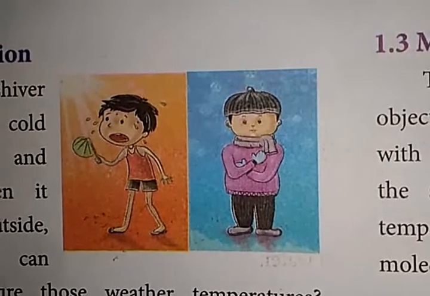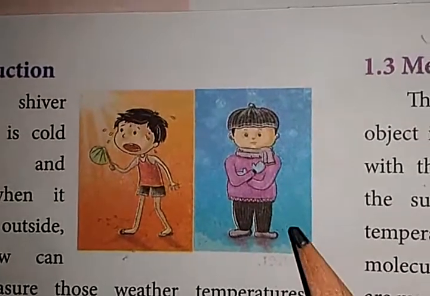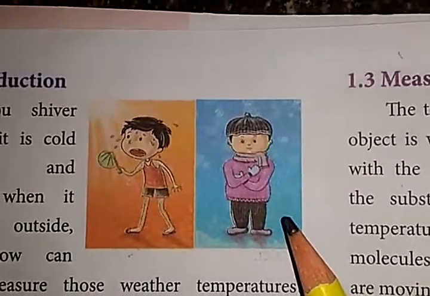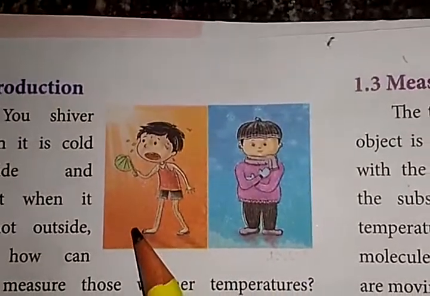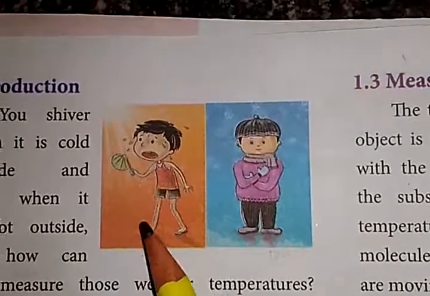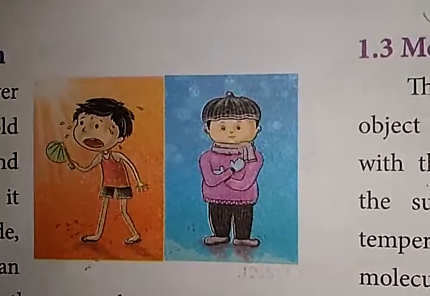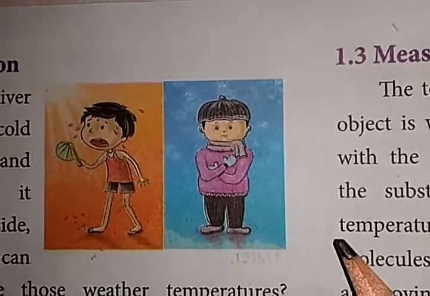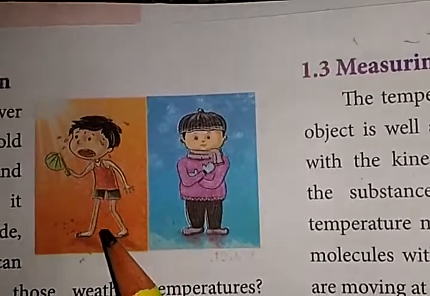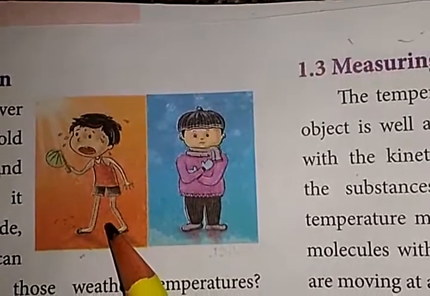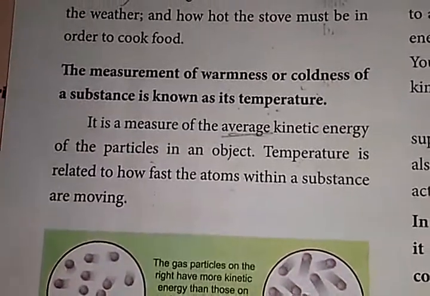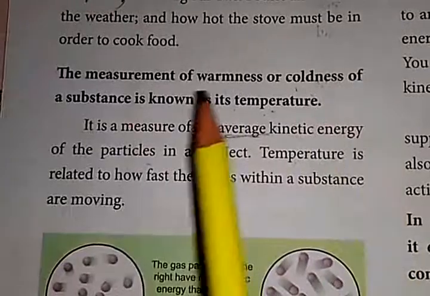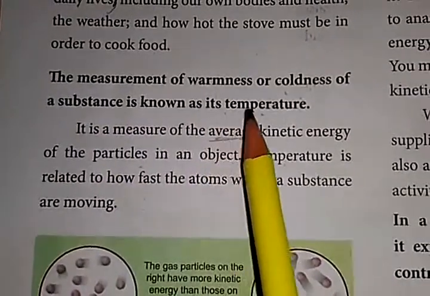Students, look at the picture. In winter season, we feel coldness. In summer season, we feel hotness. You shiver when it is cold outside and sweat when it is hot outside. But how can you measure weather temperature? The measurement of warmness or coldness of a substance is known as its temperature.